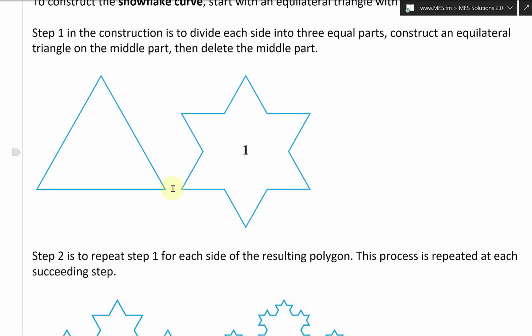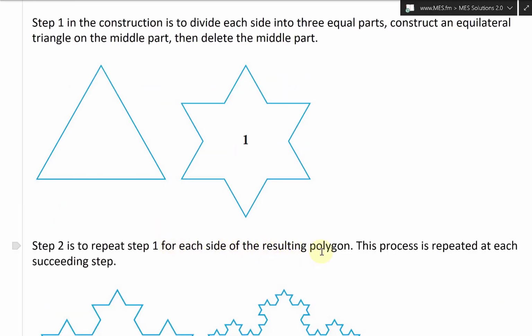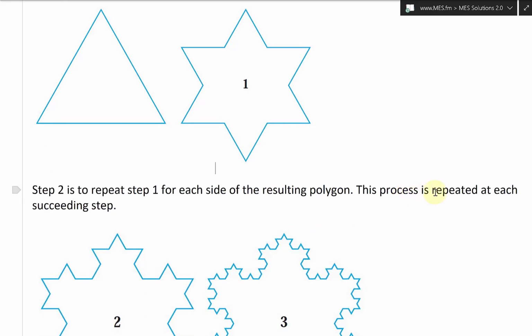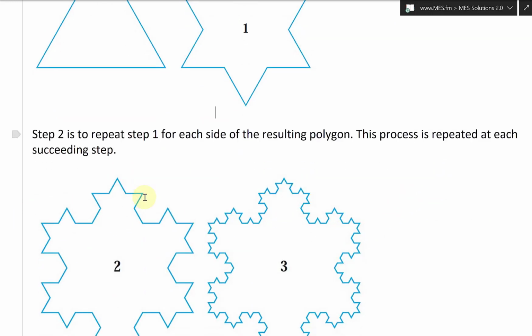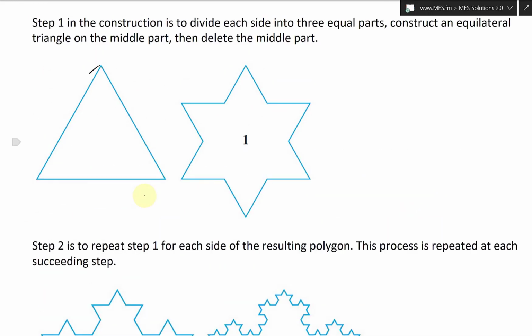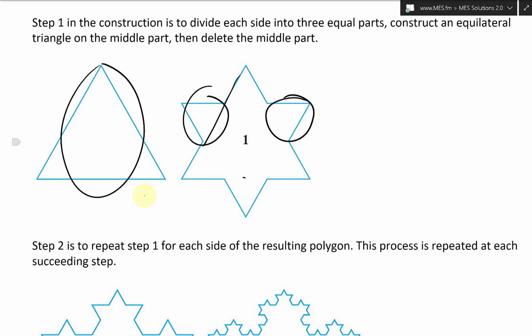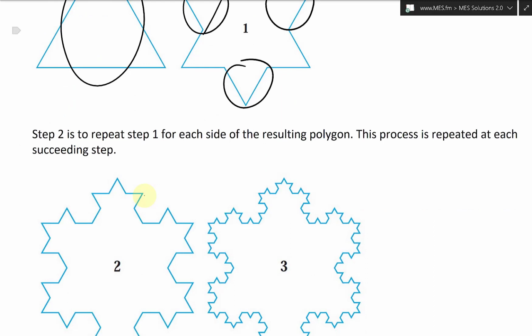And step 2 is to repeat step 1 for each side of the resulting polygon. This process is repeated at each succeeding step. So initially we had 1 triangle, then we made 3 more on it. So 1, 2, 3. And now on each one of these, we're going to make 1, 2, then 1, 2, and then add another one here and here, here, and so on.